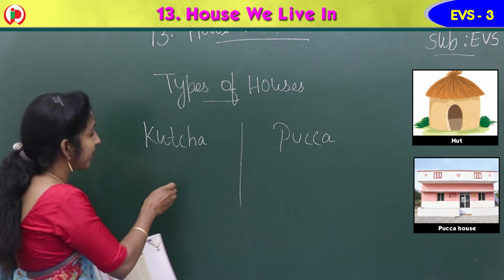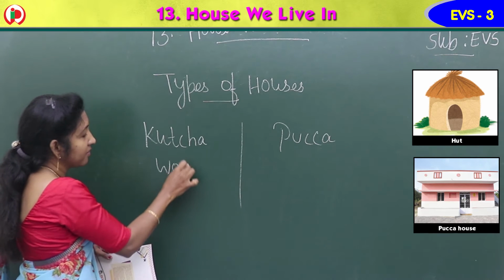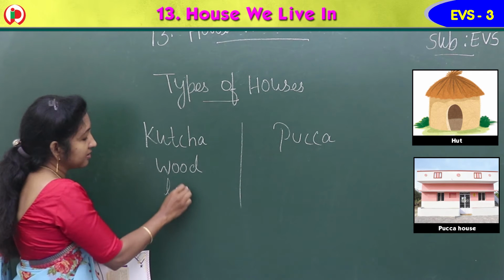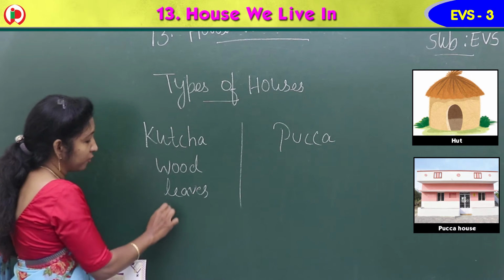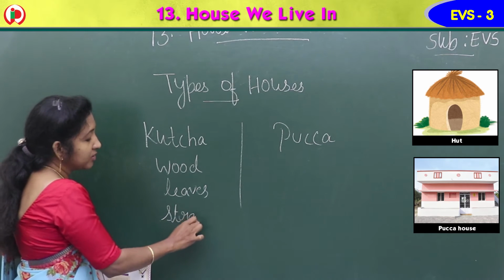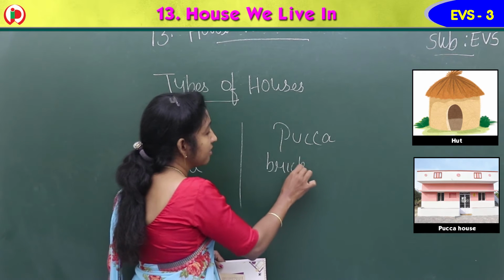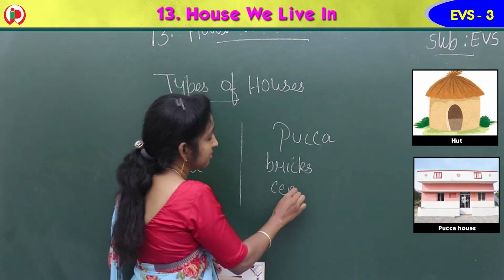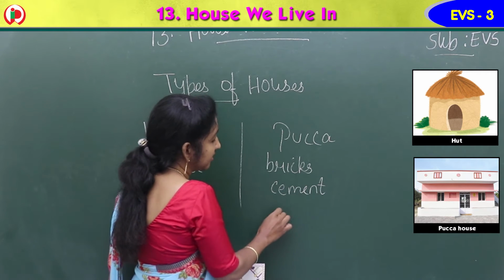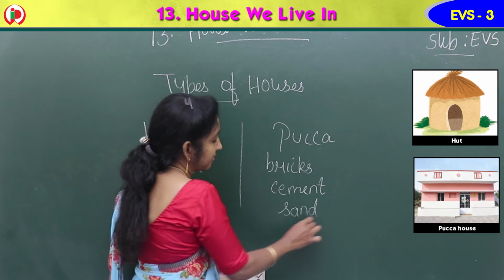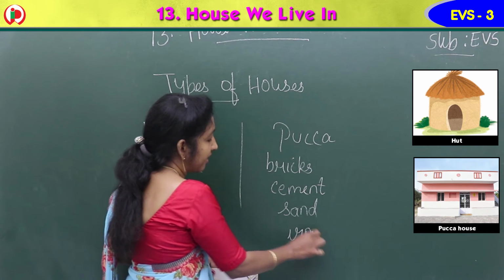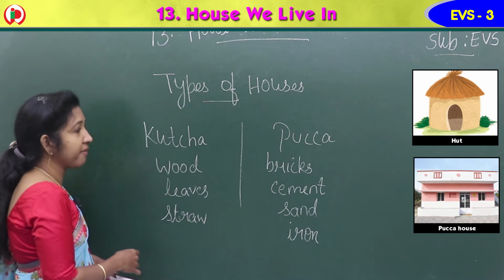So, kacha house is made up of wood, leaves and straw. Pakka houses are made up of bricks, cement, sand, iron, isn't it? These are the difference between kacha and pakka.